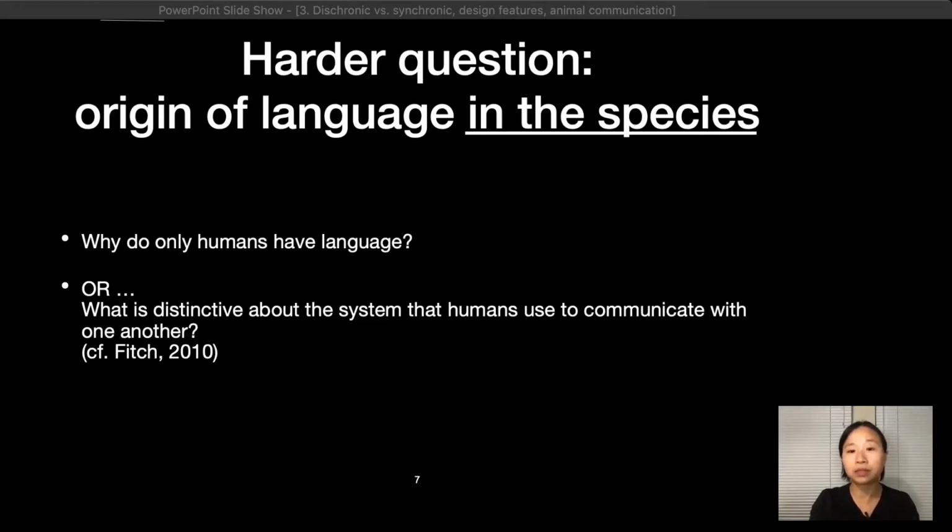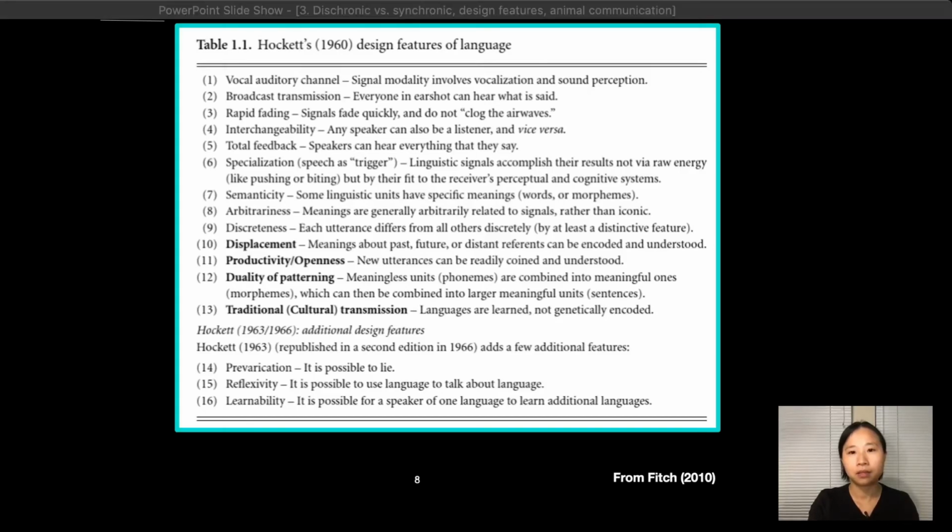This is one of the reasons why linguists started to really pay attention to the design features that set human languages apart. The most widely known set of design features of human language is proposed by Hockett in the 1960s. There are quite a number of features on Hockett's list, so I encourage you to pause this video and spend some time going through the list. I would like to highlight 4 features here.